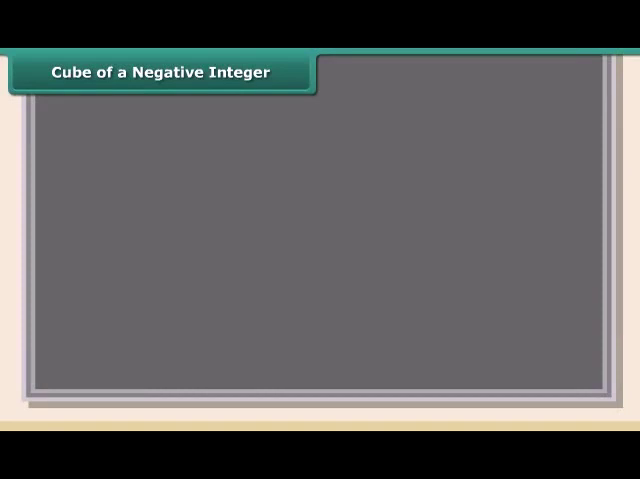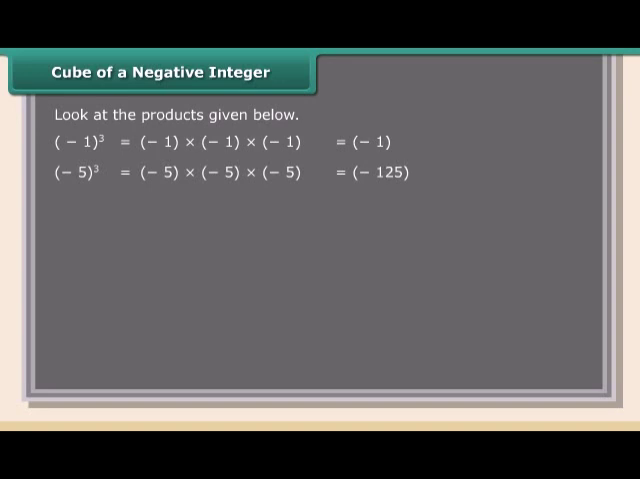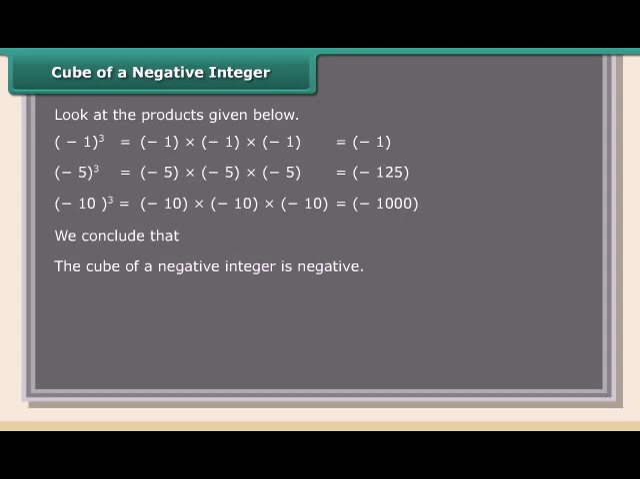Cube of a negative integer. Look at the products given below. Minus 1 cube is equal to minus 1 into minus 1 into minus 1, which equals minus 1. Minus 5 cube is equal to minus 5 into minus 5 into minus 5 is equal to minus 125. Minus 10 cube is equal to minus 10 into minus 10 into minus 10 is equal to minus 1000. We conclude that the cube of a negative integer is a negative.